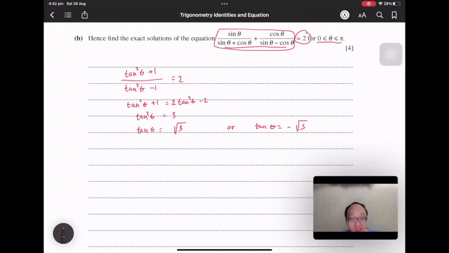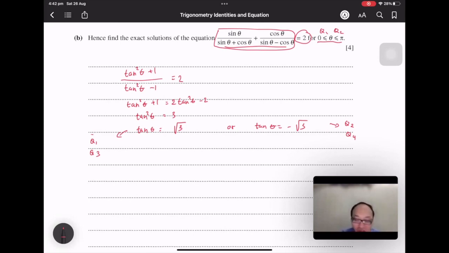So that means from the left side, I have to find the answer in quadrant 1 and quadrant 3, because tangent theta positive is in quadrant 1 and 3. For the right one, I have to find in quadrant 2 and quadrant 4. But we know that the answer of the region should be only quadrant 1 and quadrant 2. So we are finding the quadrant 1 and quadrant 2 only.